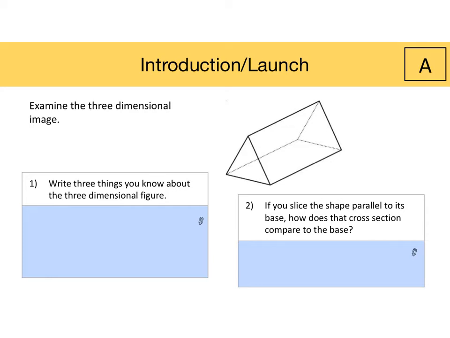The introduction is going to ask students to examine the three-dimensional image, and they're going to write down 3 things that they notice about the image. So it could be that it is a rectangular-based pyramid, or that it's made up of 2 triangles and 3 rectangles, or that the base is rectangular. So those are some example responses. And to support students with the second question, if you slice the shape parallel to its base, how does that cross-section compare to the base? You might want to draw what that looks like.